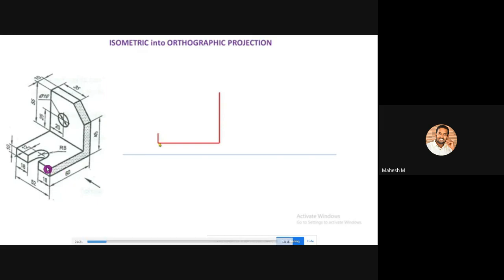So 50. Okay, 50, sir. So this particular portion is with a length of 50 mm. So this particular length is 50 mm. Now you can create this line.